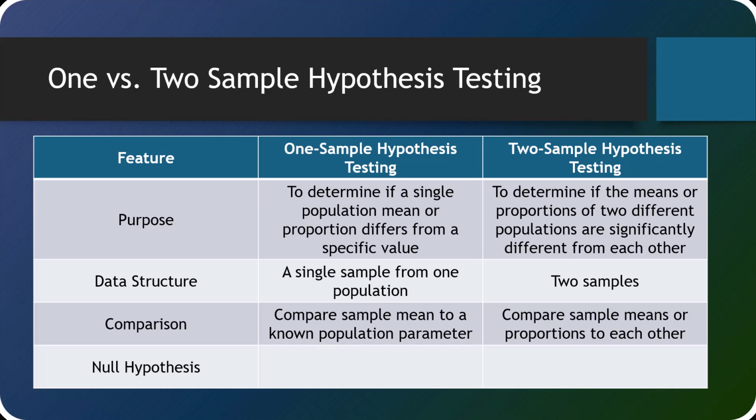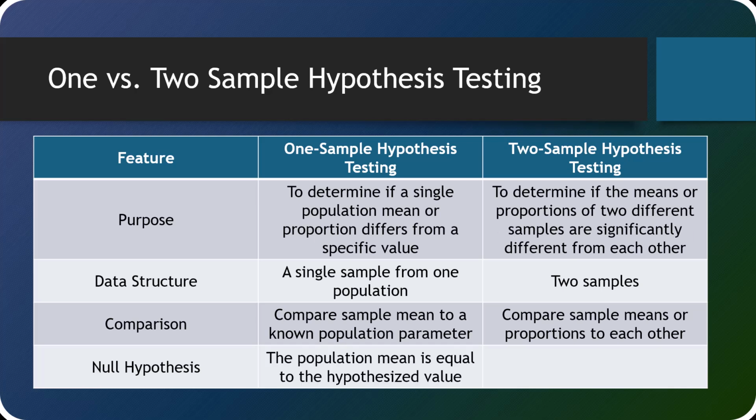In a one-sample hypothesis test, the null hypothesis is that the population mean or proportion is equal to the hypothesized value. However, in a two-sample hypothesis test, the null hypothesis is that the means or proportions of the two populations are equal. So we need to add another layer when we start looking at our hypothesis test.